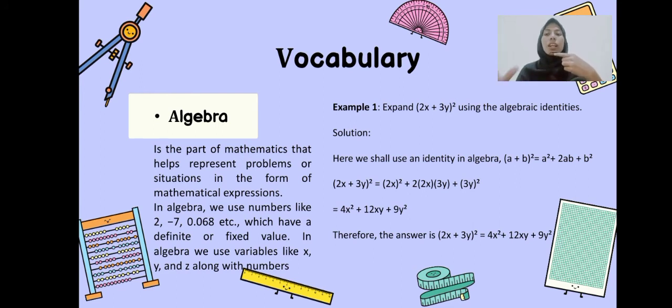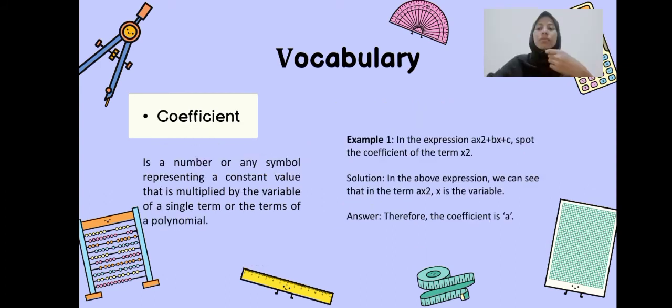I know that you guys already know how to solve this, so just look in my presentation. The solution is just like that. Next, coefficient. What is a coefficient? A number or any symbol representing a constant value that is multiplied by the value of a single term or the terms of a polynomial. Example, in the expression ax squared plus bx plus c, the coefficient is a. The x is the variable and the 2 is the exponent.